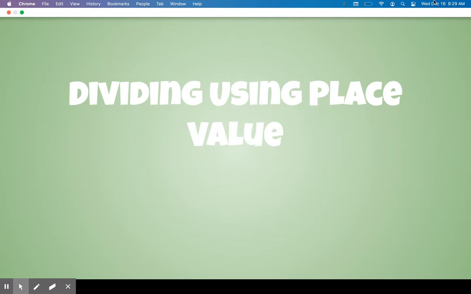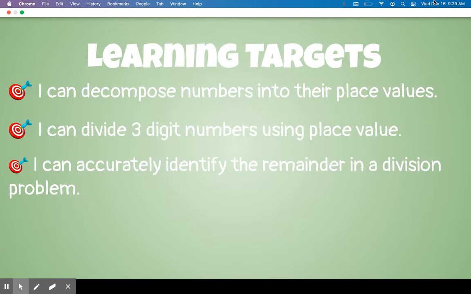Today we are going to be dividing using place value. Yesterday, you and your teacher were doing this with 2 by 1 digit numbers. Today, we are going to be continuing that learning with 3 digit numbers dividing by 1 digit numbers.